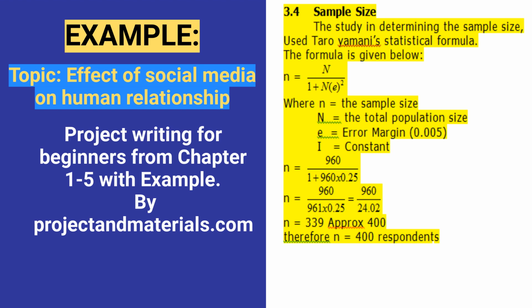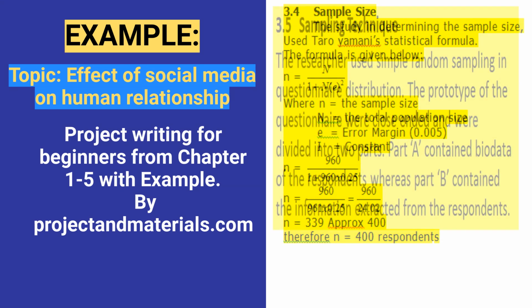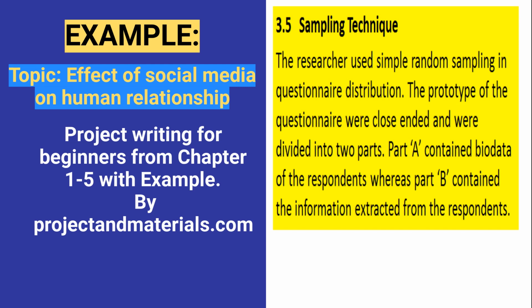For the sampling technique, the researcher used simple random sampling and questionnaire distribution. The prototype of the questionnaire was close-ended and was divided into two parts. Part A contained biodata of the respondents, whereas Part B contained the information extracted from the respondents.